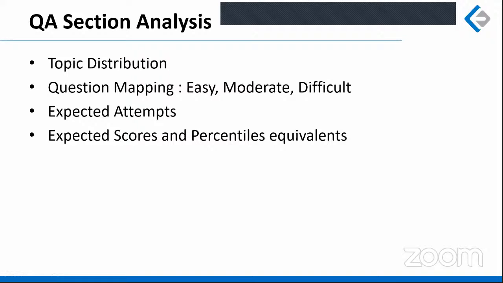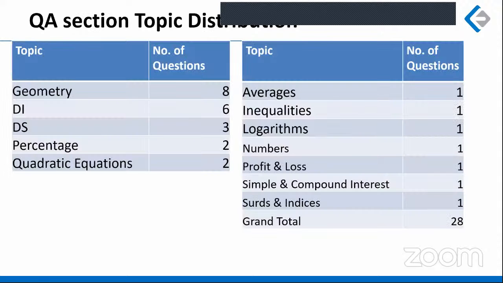Let's first see the topic distribution, then we'll go to the questions and the expected attempts. There are 8 questions on geometry. As I said, a little biased towards geometry this time, a little more weighted there. 6 questions on DI, data interpretation, 3 from data sufficiency. Percentage had 2 and quadratic equations had 2. Rest all the topics had 1 question each: averages, inequalities, logarithm, numbers, profit loss, SICI, and surds and indices.